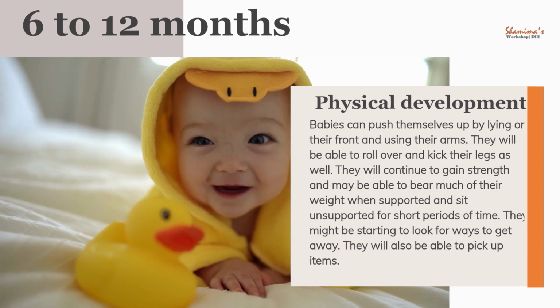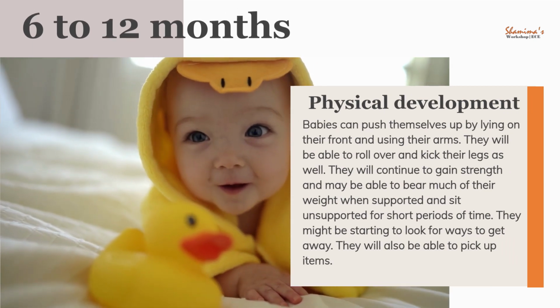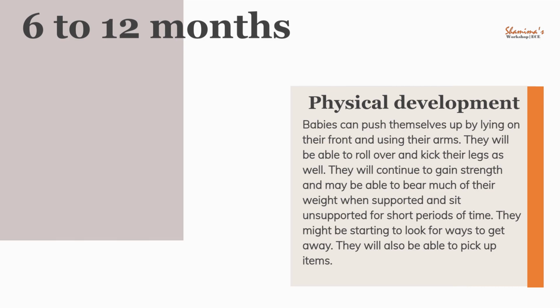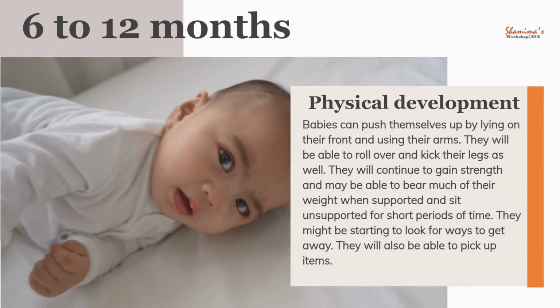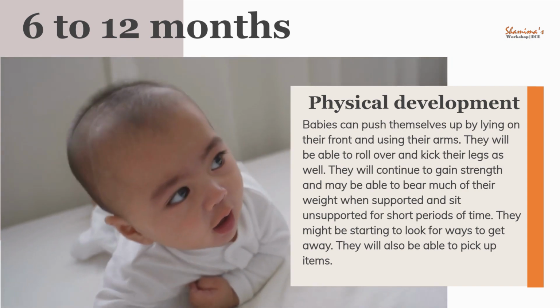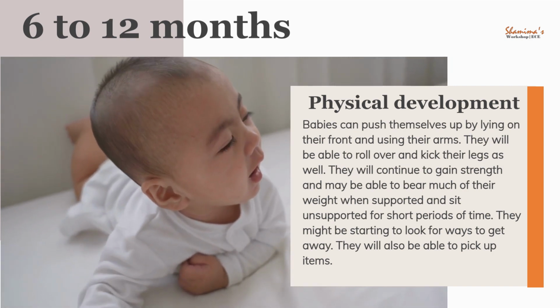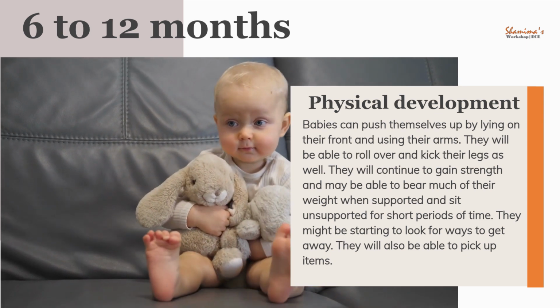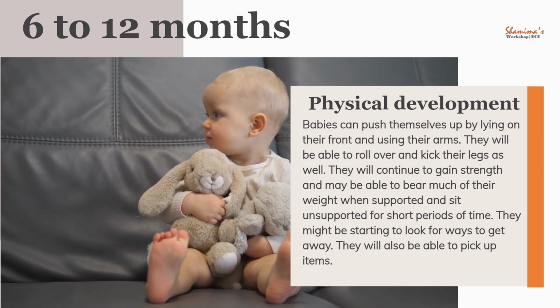6 to 12 months. Physical development. Babies can push themselves up by lying on their front and using their arms. They will be able to roll over and kick their legs as well. They will continue to gain strength and may be able to bear much of their weight when supported and sit unsupported for short periods of time. They might be starting to look for ways to get away. They will also be able to pick up items.